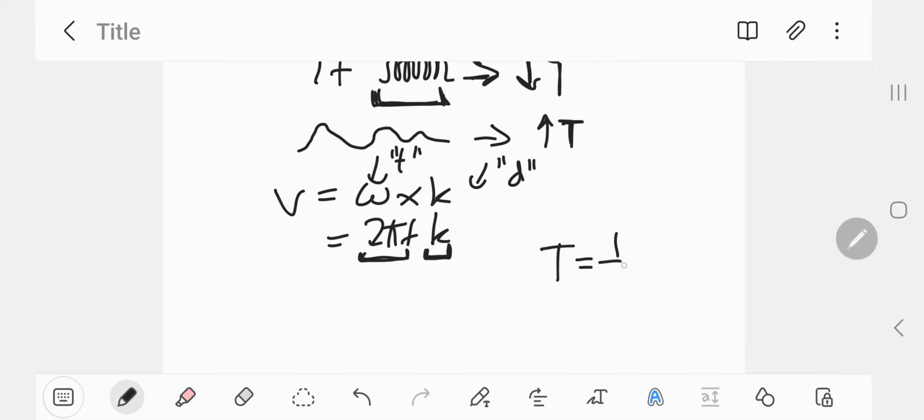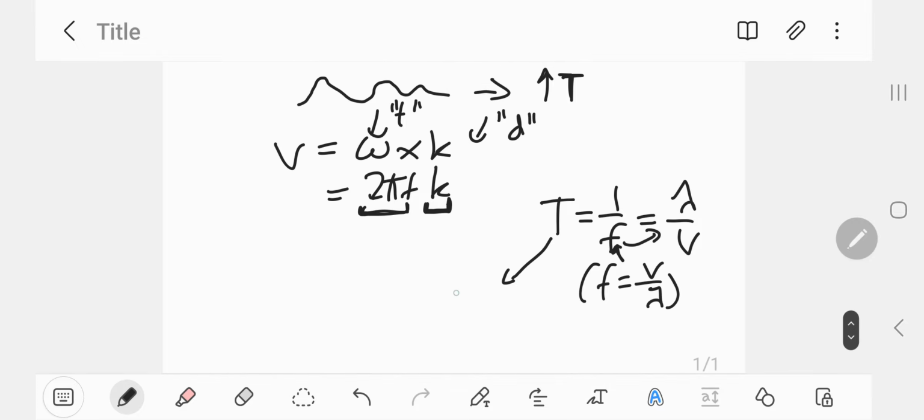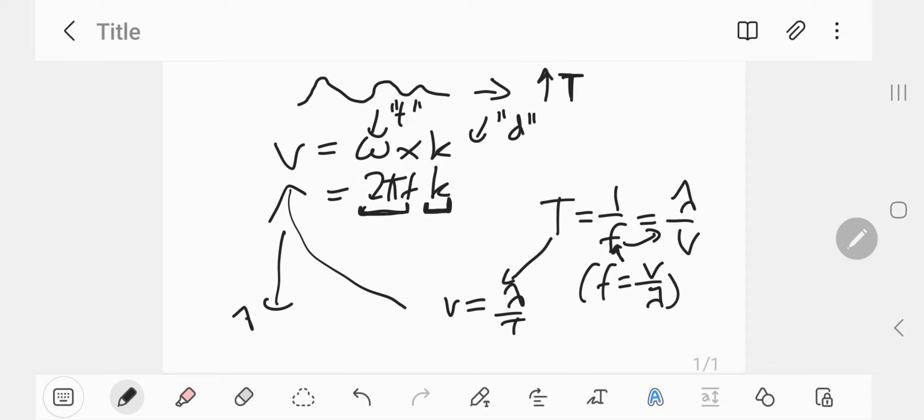Now we know that T equals 1 over f. That's equal to lambda over v, because we know that f is just v over lambda. If you put v over lambda into here, you'll arrive at that. So if we rearrange this, we find that v is just lambda over T. So we can plug this into this expression here for v. So lambda over T is just 2 pi fk.